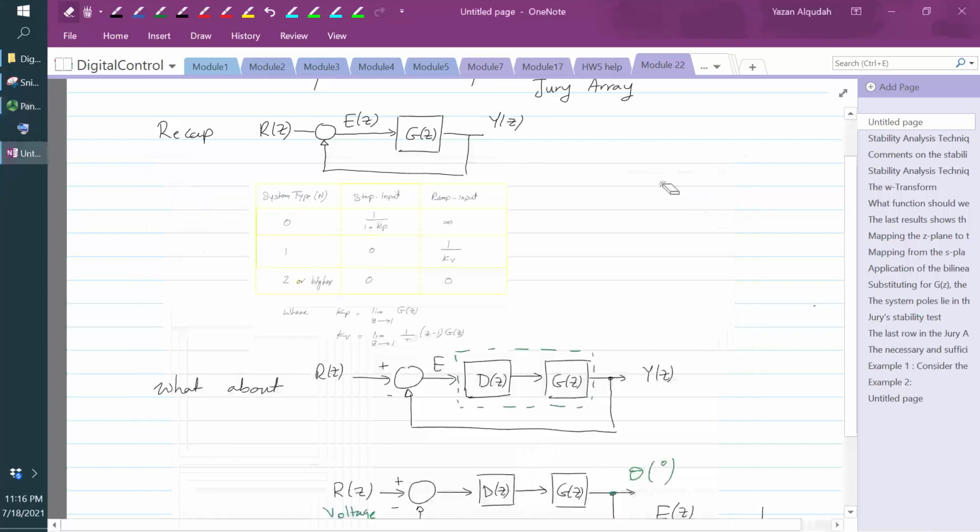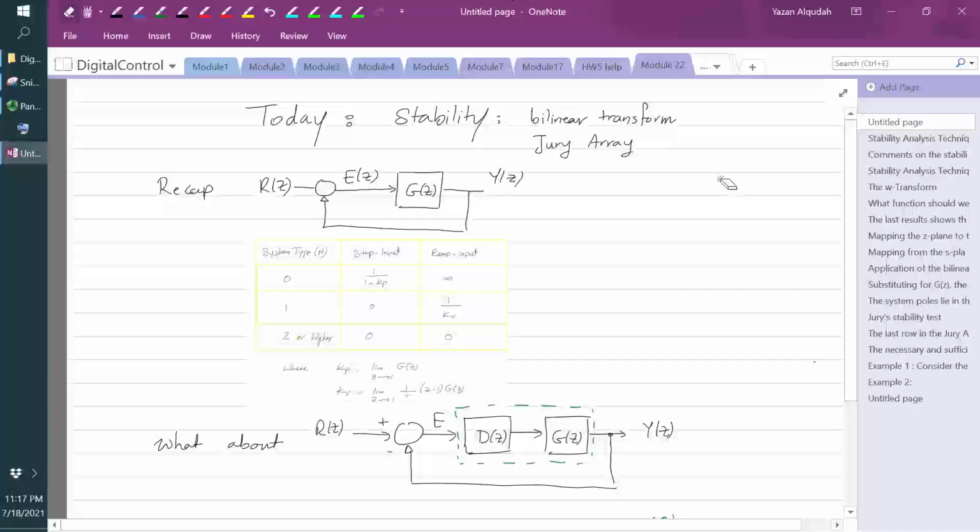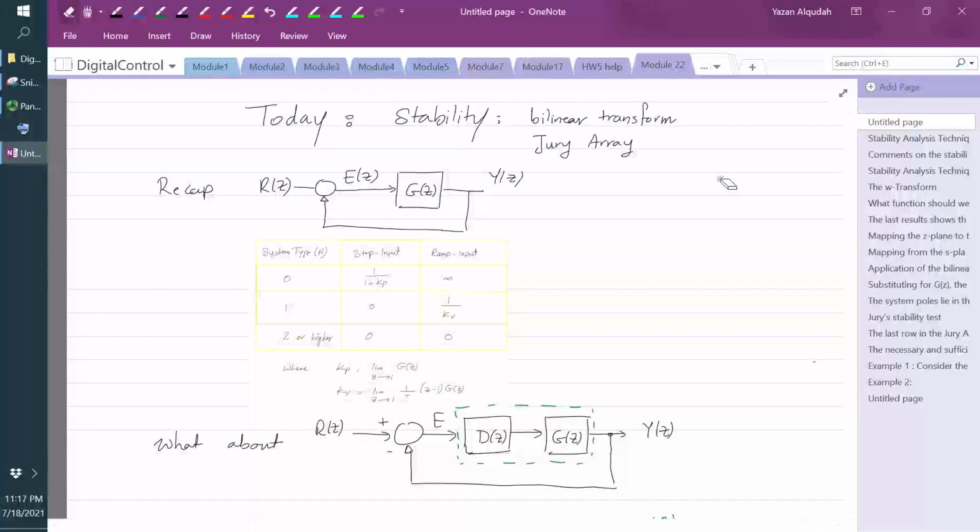Okay, hello everybody. Today we're going to be introducing a new topic, which is stability. We're going to be looking at bilinear transformation. We're also going to be introducing the Jury array method for determining stability. However, before we get started, let's just recap what we've done in the previous module.